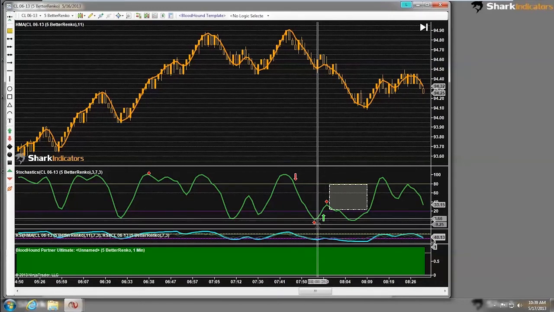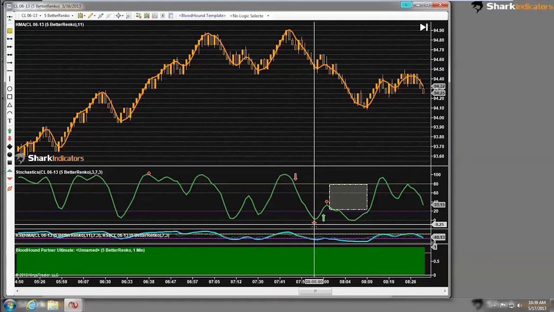So that's what I'm going to build for you guys today. And then after that, I will tackle Tony's issue with synchronizing a higher time frame chart with a lower time frame chart.